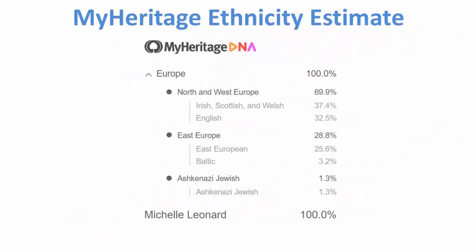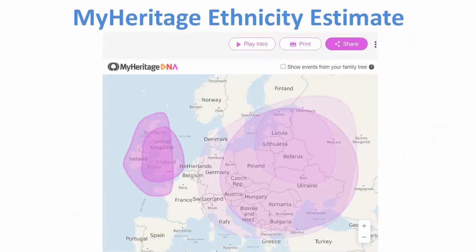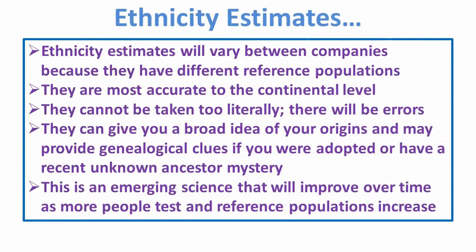It's interesting. I always like to look at an ethnicity estimate, but is it really going to help me enhance my family tree at this point? Probably not. I also get a nice map showing the concentrations of my ethnicity. And I always encourage people to play the intro video, which is always a bit of fun to watch when you first get your results.